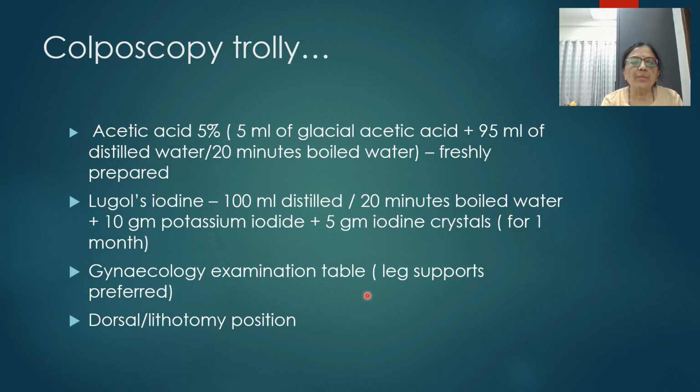We need a gynec examination table, and preferably a table where we can also give a lithotomy position. You can do it in the dorsal position if the patient is very cooperative, or is multiparous, or has a slight cervical descent. But otherwise, if there is a problem with visibility, it is better to have a lithotomy position whenever we are doing a colposcopy.